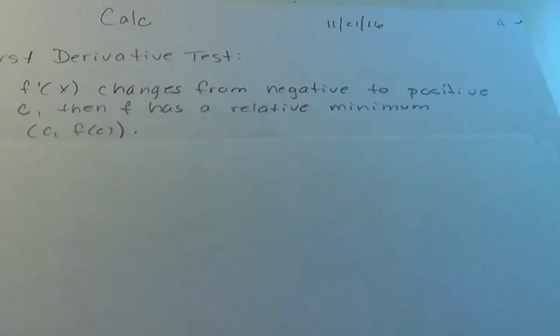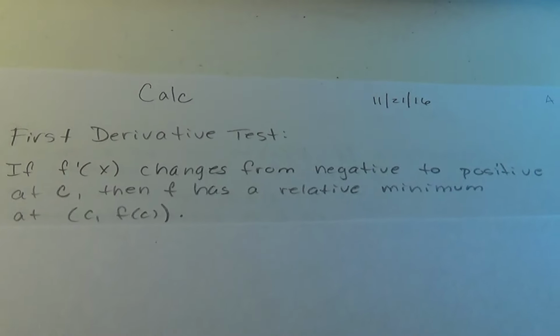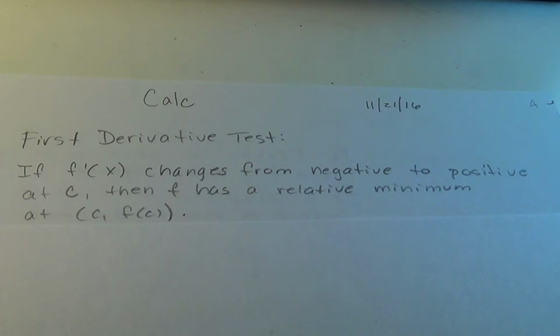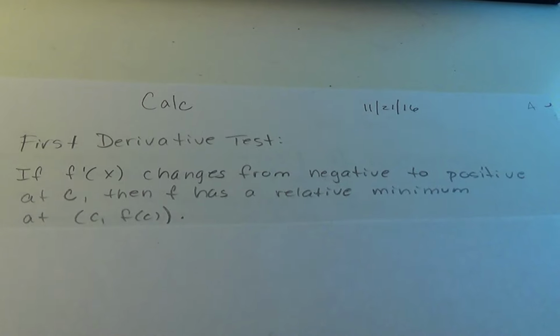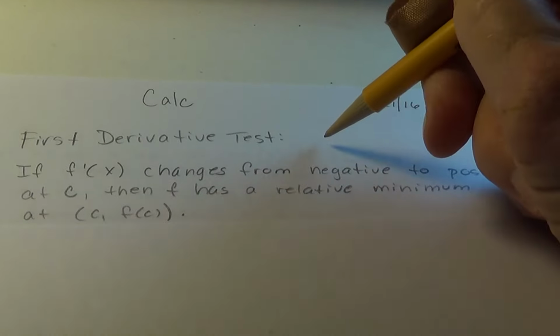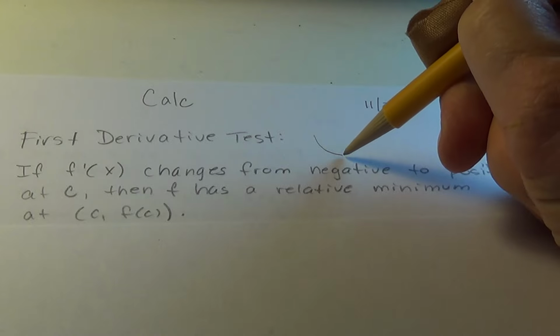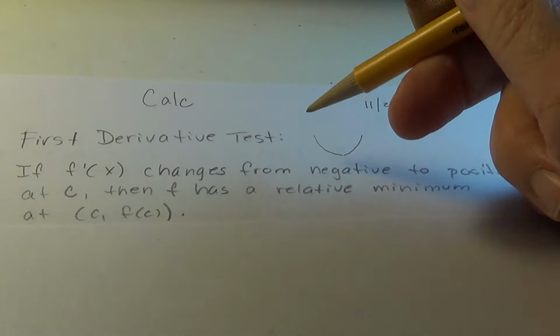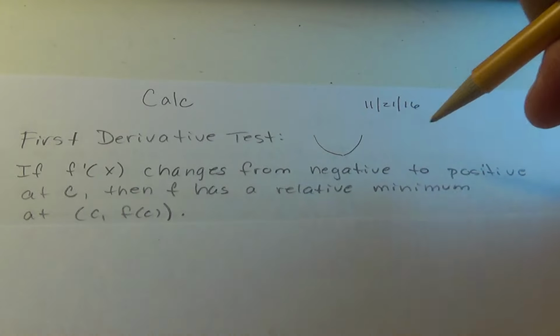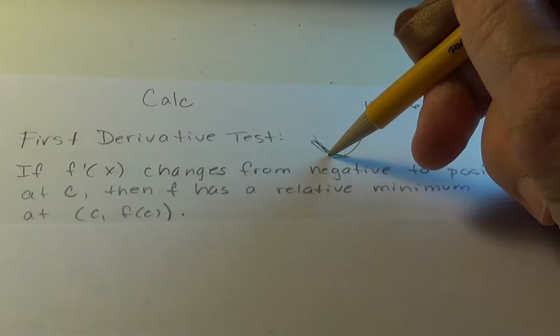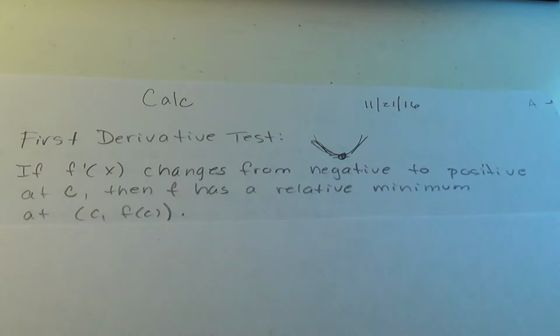So the first point about the first derivative test is, if the first derivative changes from negative to positive at some point C, then the function has a relative minimum at that point, C, f of C. So we're looking for a derivative that goes from negative, so a negative derivative would have a slope like that, and then it'll go to 0, and then a positive derivative. So it should make sense to you that the first derivative is changing from negative to 0 to positive. So that should identify a relative minimum.